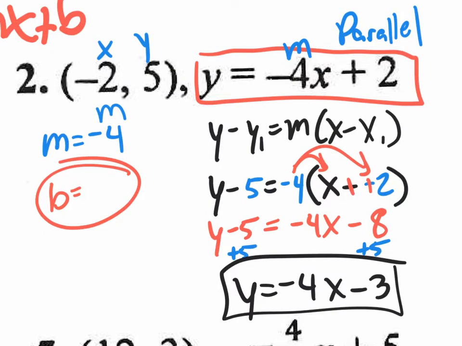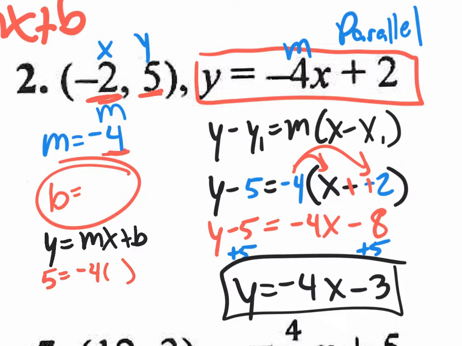Your b value is -3, but you see, I used point slope form, so I didn't have to worry about finding b. Right? Now, let's say you don't like point slope form. Then you would have had to have done this. You would have had to have done y equals mx plus b, and you'd have to plug in your y value of 5 equals your m value of -4 times x, which is -2, plus b. You'd work it out. 5 equals +8 plus b.